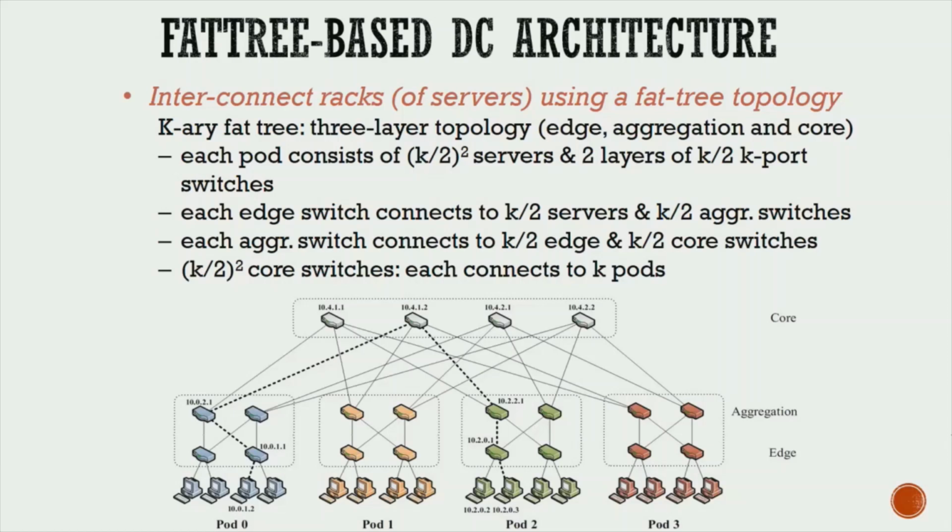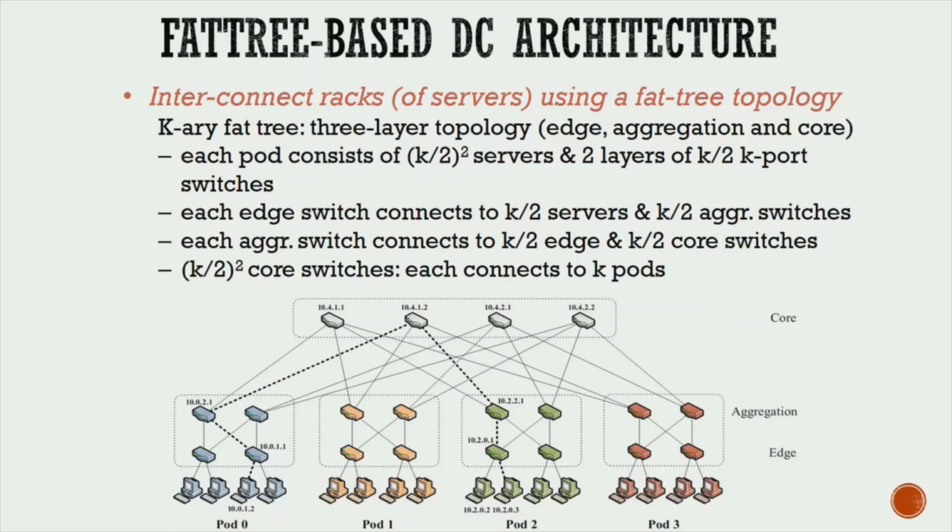So just take one of the example, like each pod consists of k by 2 servers and 2 layers of k by 2 k port switches. Just take that example and try to find the value of k. So for this picture, what's k? Just try to put the number in the k and say it will satisfy all the conditions. K is 4.